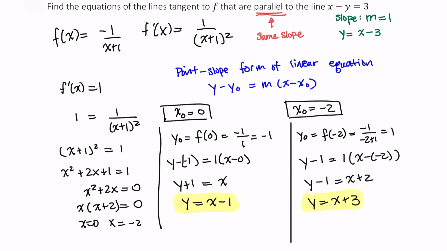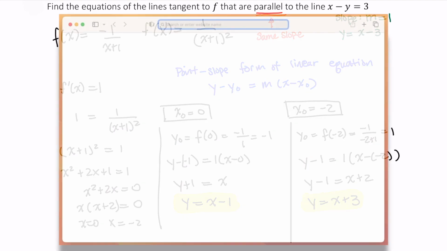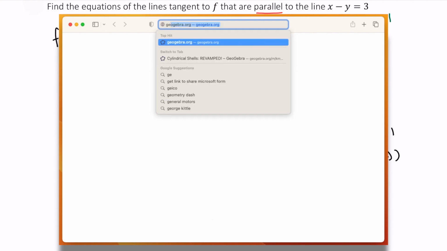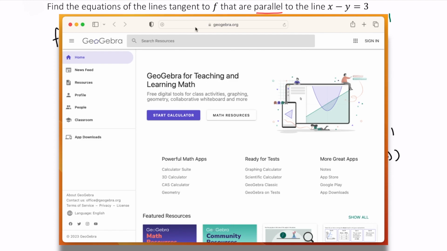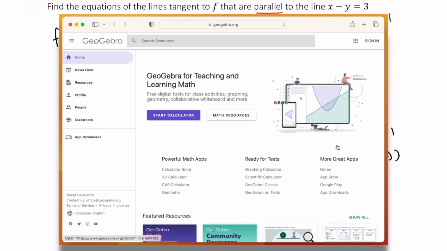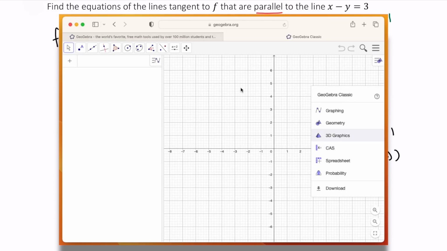Now, when I said look at, I literally mean look at. I think a lot of this can be understood so much better if we can see a graph of it. So please open up your favorite web browser and go to GeoGebra. And once you're there, you don't need to sign in, but you do need to click on this grid here. And I prefer to use Classic, so go to GeoGebra Classic.